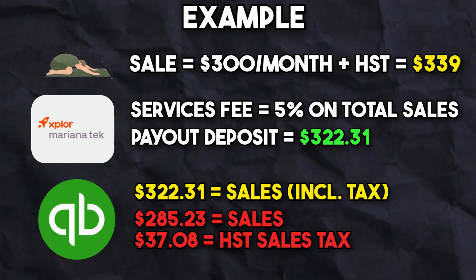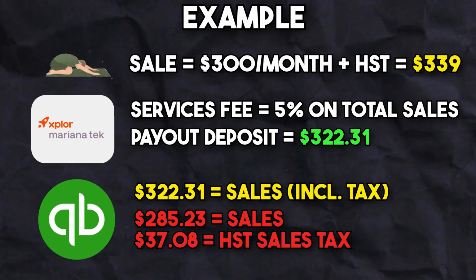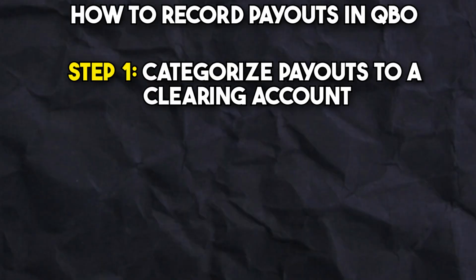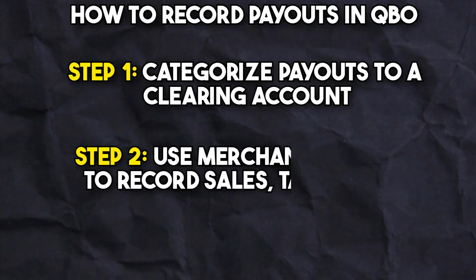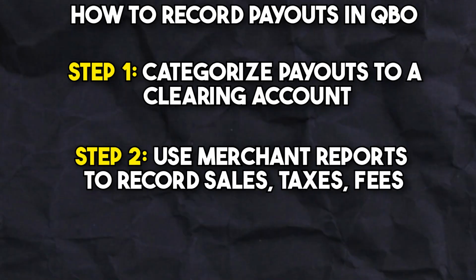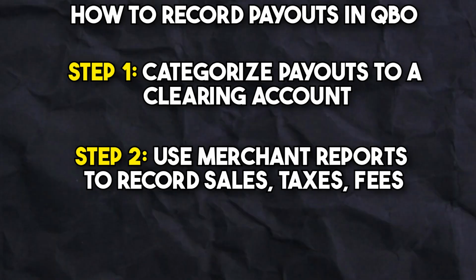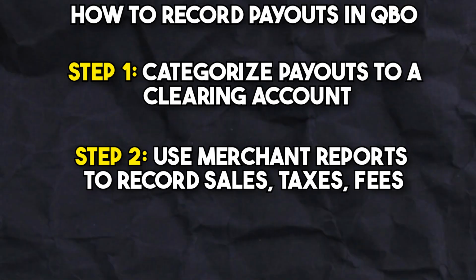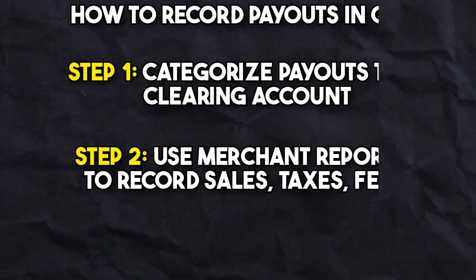So what's the proper way to record payouts in QuickBooks Online? It's simple really, and it requires two major steps. The first step is to categorize all the payouts to a clearing account, and the second step is to manually record the sales, taxes, and service fees from the source in which the funds were collected. In this case, the source would be the Mariana sales reports. If done correctly, you will accurately record sales and taxes as well as see how much fees your merchant collects.